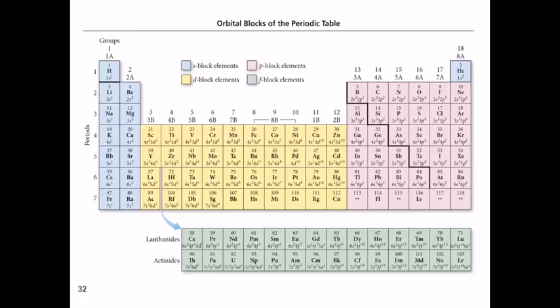So let's look at this. Here we have a nice color-coded periodic table. These first 2 columns represent the S block elements. Let's think about hydrogen. Hydrogen has 1 electron. Where's that electron going to be? It's going to be in the 1s sublevel. So this is 1s1.